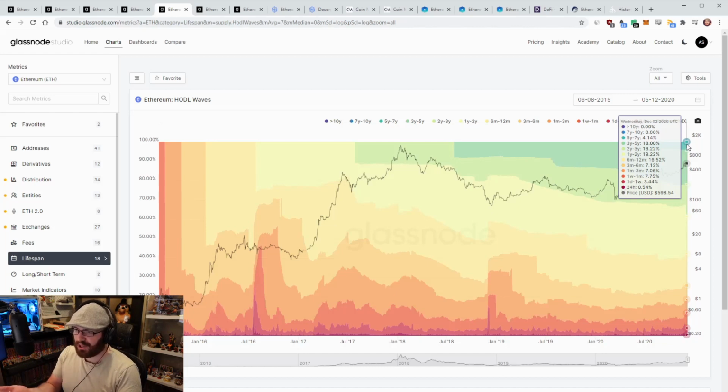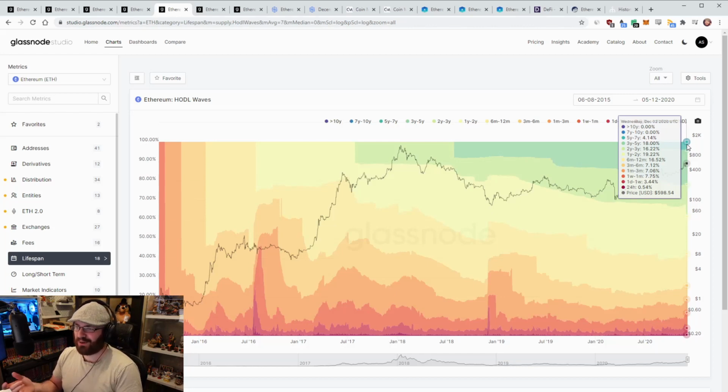And then you can make your way down the list. You have over 3 years, so between 3 and 5 years, 18% of the supply hasn't been moved. So 3 years ago was like, what is it, late 2017, right? And then even further than that, these people must have seen the 2017 bull market and not have sold a lot of this ETH, which is amazing to me, to be honest.